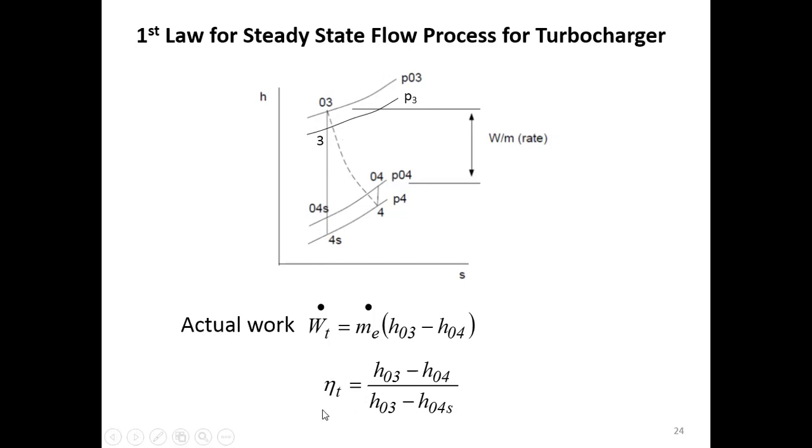The efficiency of the turbine. The isentropic efficiency of the turbine is what? The actual change of the stagnation enthalpy divided by the stagnation enthalpy change if the process happened to be isentropic. Or in other words, it is the actual amount of work delivered from the turbine, which we represent by H03 minus H04, divided by the isentropic work, which we represent by H03 minus H04S.